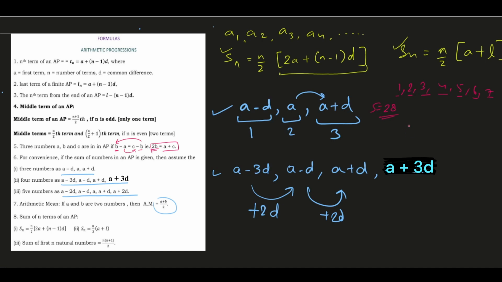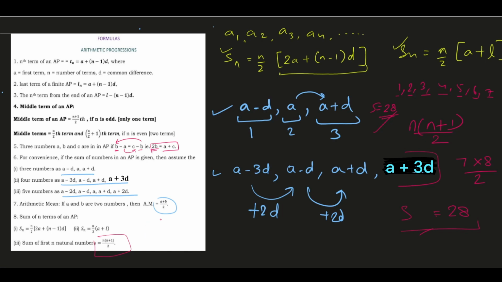Now, there is a formula to calculate the sum of the first n natural numbers, which is n into n plus 1 divided by 2. Let's substitute the values here. n is nothing but 7, then 7 plus 1 is 8, and this is divided by 2. This is going to be 28. It's similar to this one. So if n natural numbers are given, we need to write n into n plus 1 divided by 2.